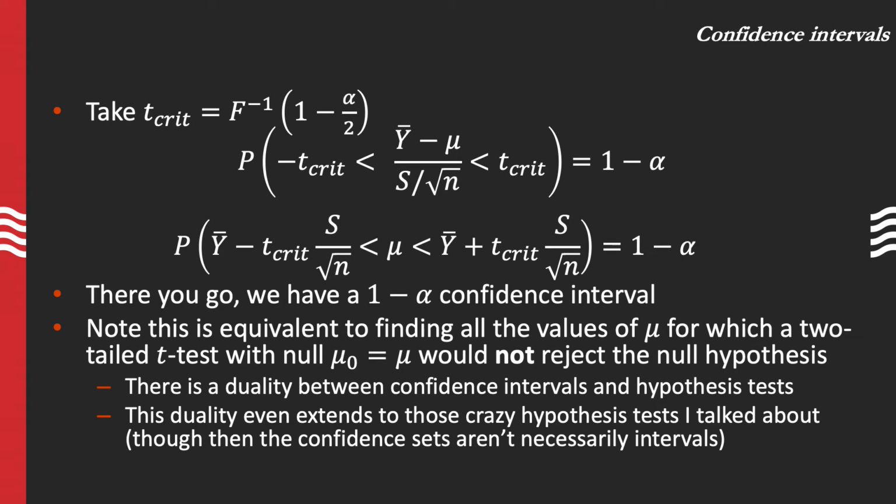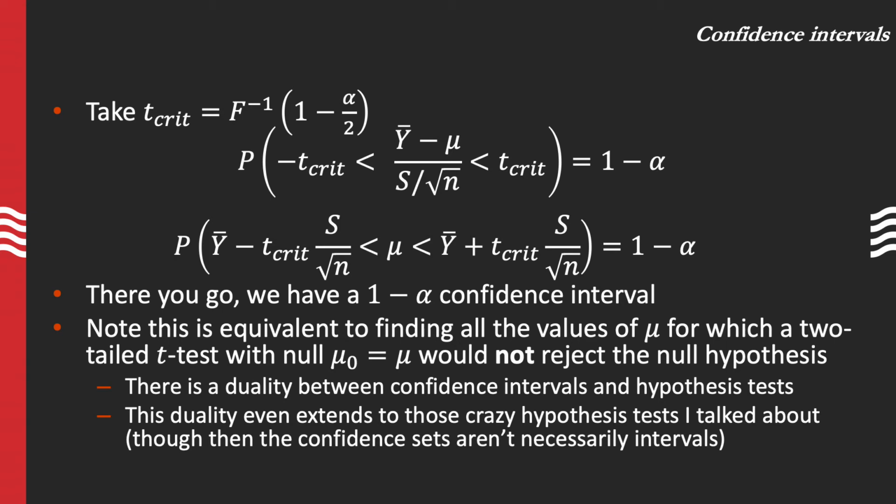That's literally just the plot from the two-sided t-test that we showed earlier, where the green acceptance region is centered and has area 1 minus alpha. If you just rearrange the internals of that probability, what you get is that the probability of y bar minus t crit times s over root n less than mu less than y bar plus t crit times s over root n is equal to 1 minus alpha. So what we just did is construct a 95%, or a 1 minus alpha, confidence interval. Namely, the lower bound is y bar minus t crit times s over root n, and the upper bound is y bar plus t crit times s over root n.